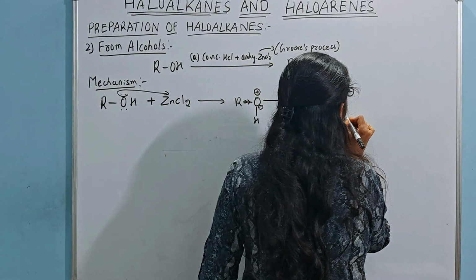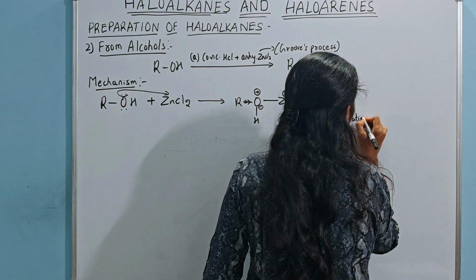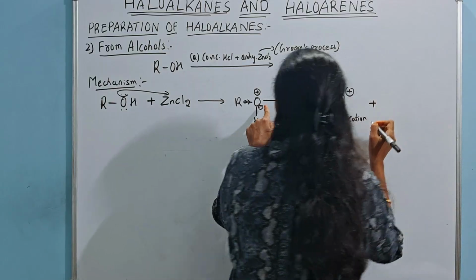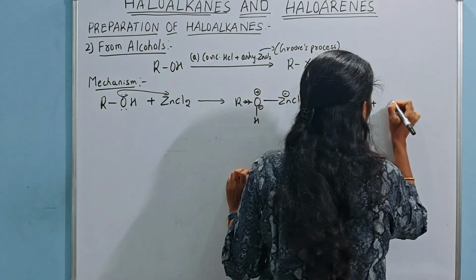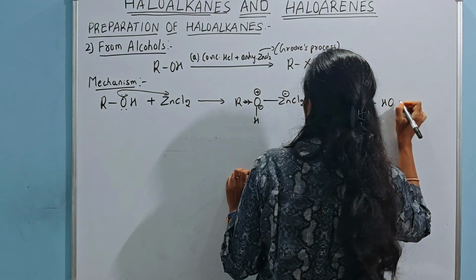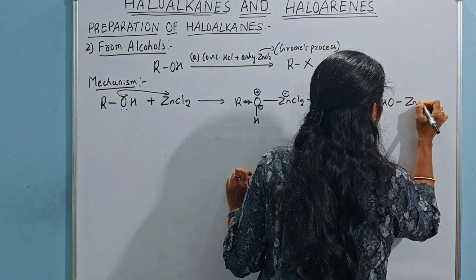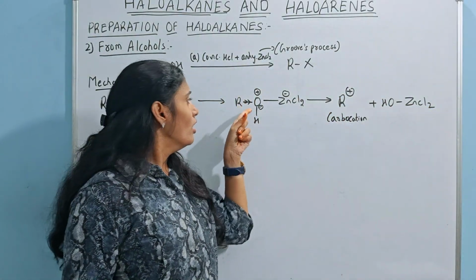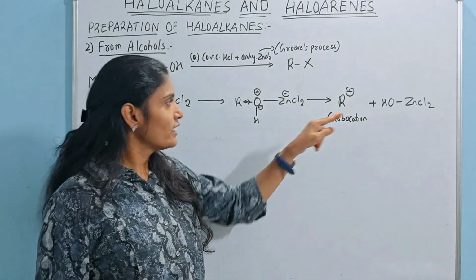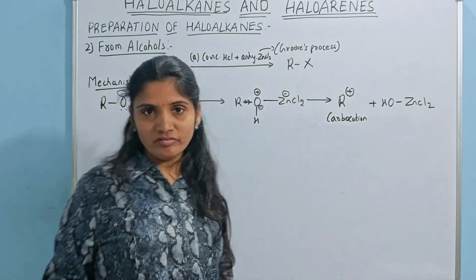This will become a carbocation, an electron deficient species, plus oxygen will regain its pair of electrons, so oxygen will get a neutral charge. And here I will have my ZnCl₂. I'll get R plus carbocation plus OH. Oxygen has got back its lone pair of electrons, so OH–ZnCl₂.